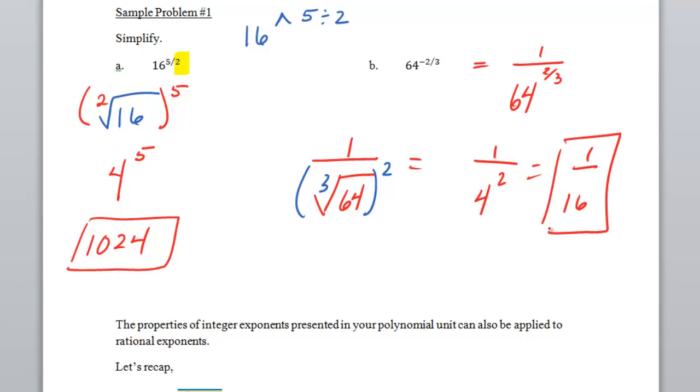Okay, so you've gotten a good introduction here to how to convert between a radical and a rational exponent. That's going to be an important skill for this lesson and for the rest of this unit. So make sure you have a clear understanding about that.